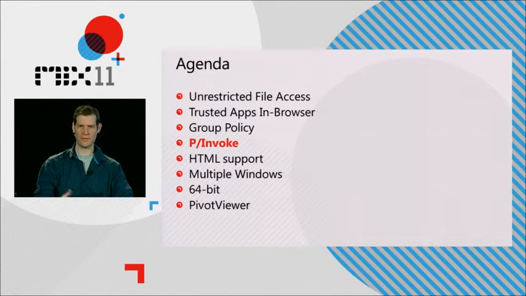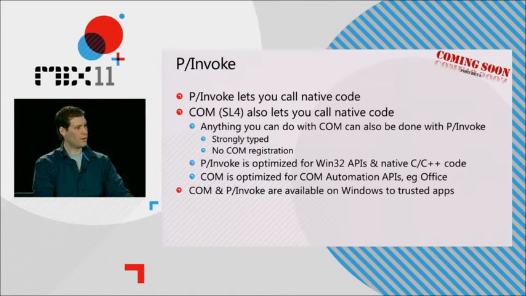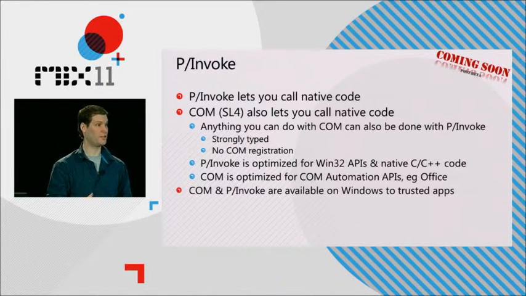Now, Silverlight doesn't come with a nice event that says USB drive was just inserted. But using pinvoke, we can write that. And so pinvoke is a way to call native code. You can call raw Win32 APIs using pinvoke. You can also call your own existing native code. If you have a library of existing C or C++ code, pinvoke can let you call it.